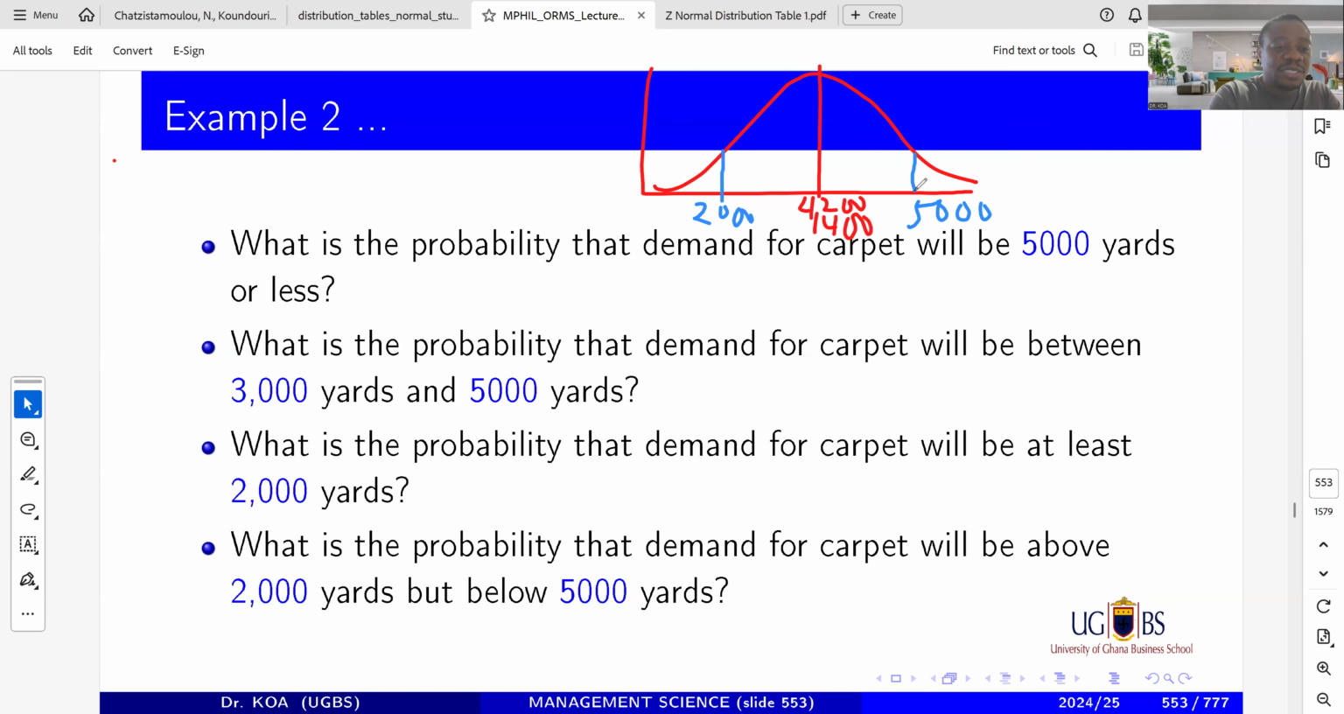So now let's go to the spaces I'm going to show you. We have A, B, C, D. Which area are we looking for here? Which area are we looking for? Pay attention. What is the probability that demand for copper is above 2,000 but below 5,000? Which area are we shading?